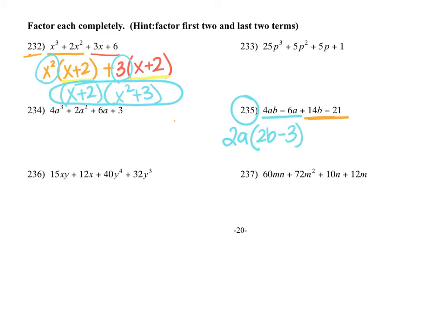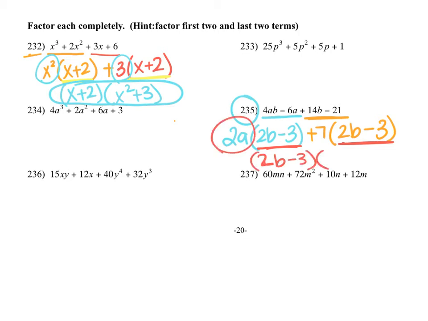And in orange, I can pull out a 7, and I would have 2b minus 3. Look at that. I have a 2b minus 3 and a 2b minus 3. So I'm going to write 2b minus 3 in parentheses, and then my next parentheses would be my 2a and my positive 7. So 2a plus 7, and this would be my answer.